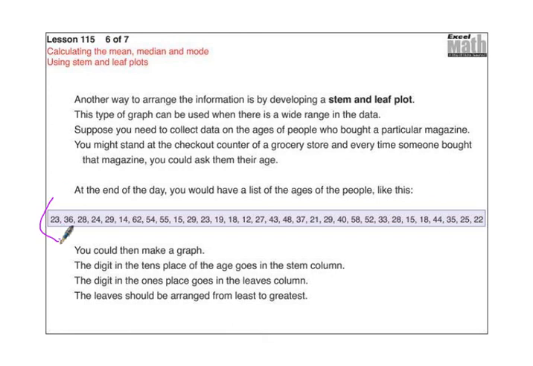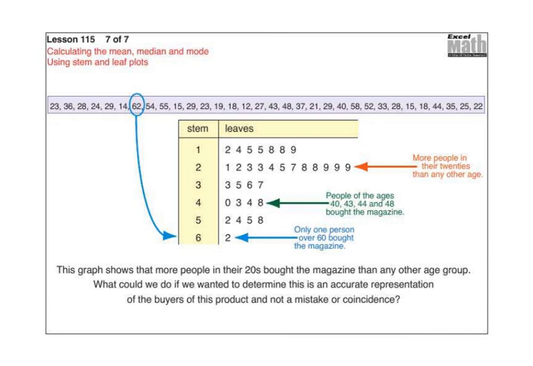Here are all their ages, all the people that you asked, how old they were as they bought that magazine. Notice that all the numbers are just all messed up. There's just like all different numbers all over the place. You could then make a graph. The digit in the tens place of the age goes in the stem column. The digit of the ones place goes in the leaves column. The leaves should be arranged from least to greatest. And so what you end up with is a graph that looks like this.